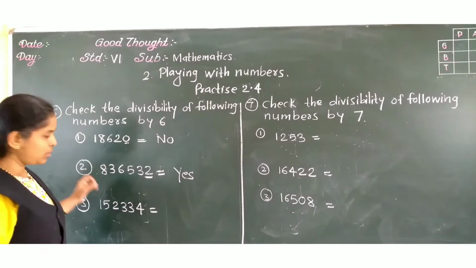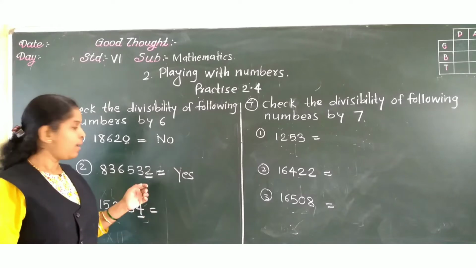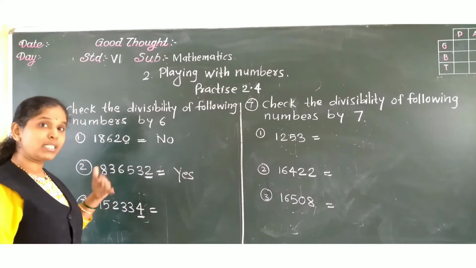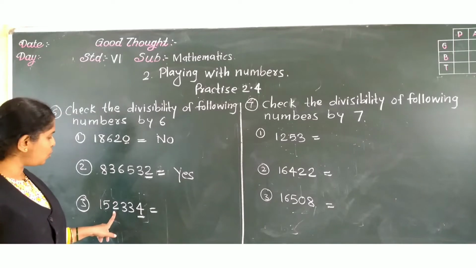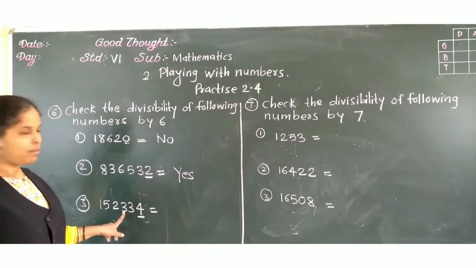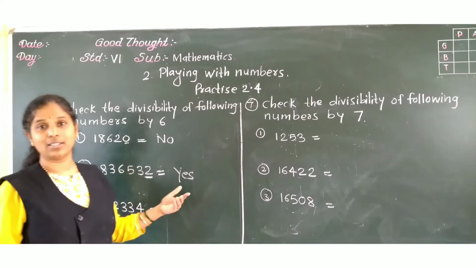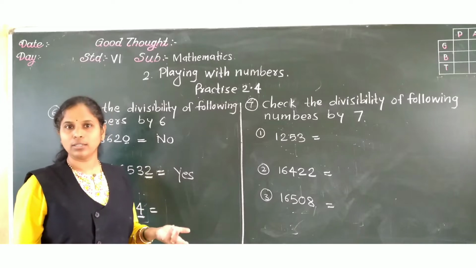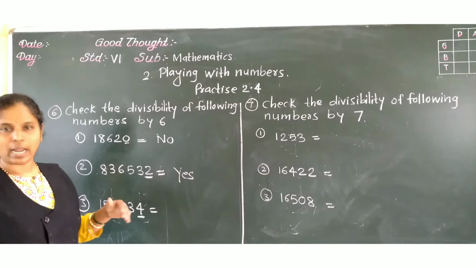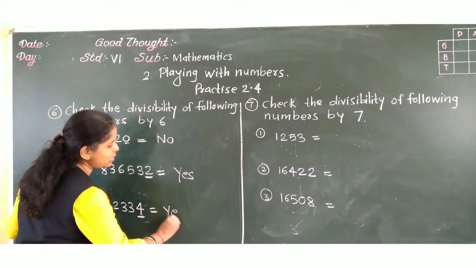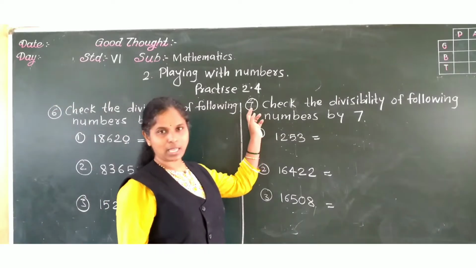Now in this number, 4 is there. So yes, we can divide it by 2. But now let us see whether we can divide it by 3 or not. 1 plus 5 is 6, plus 2 is 8, plus 3 is 11, plus 3 is 14, and plus 4 is 18. That is 18, which means divisible by 3. So yes, this number is also divisible by 2 and 3. That means it is divisible by 6 also. Got it?